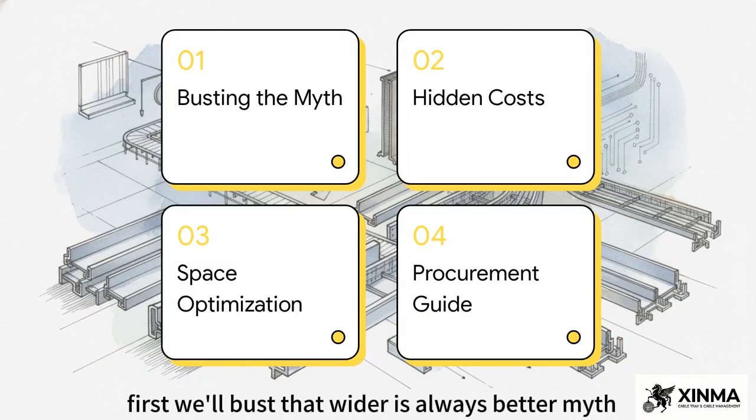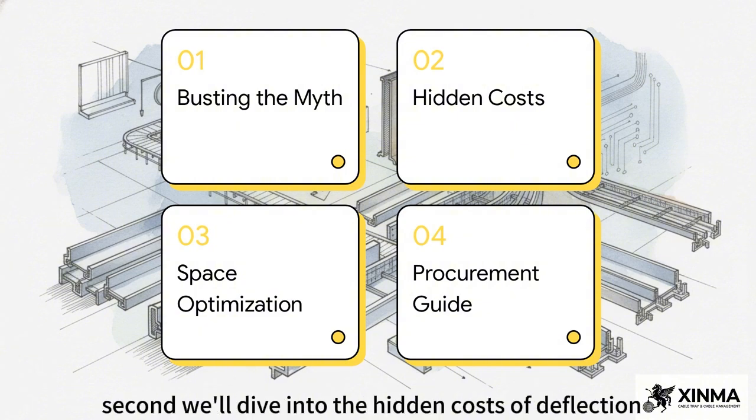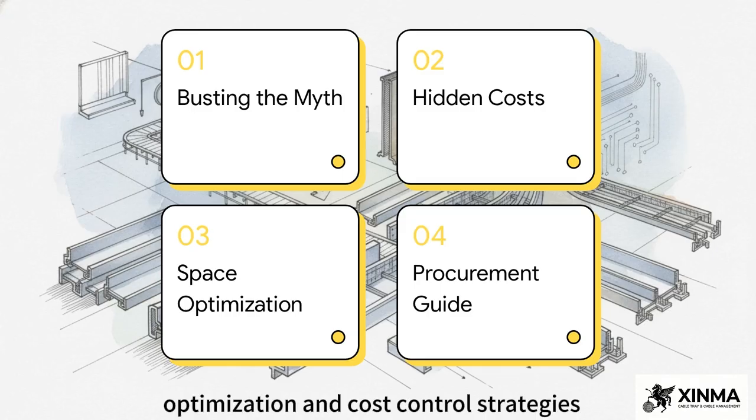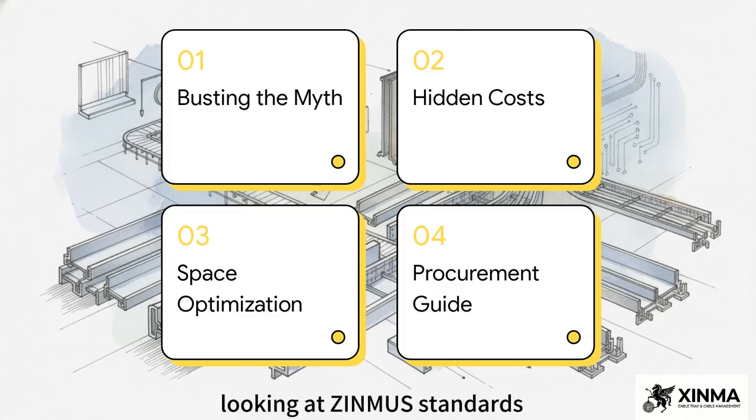So here's our game plan for today. First, we'll bust that wider is always better myth. Second, we'll dive into the hidden costs of deflection and heat. Third, we'll look at some real-world space optimization and cost control strategies. And finally, we'll wrap up with a procurement guide looking at Xinma standards.